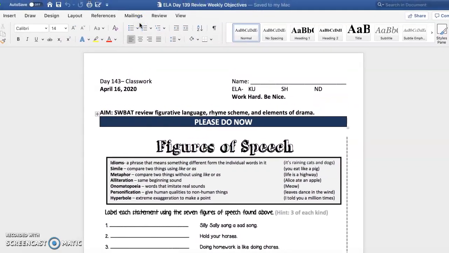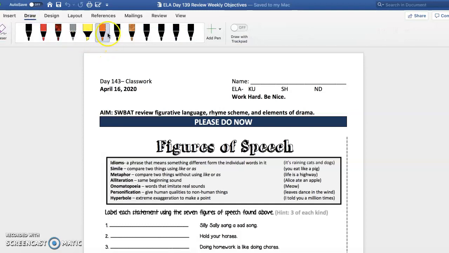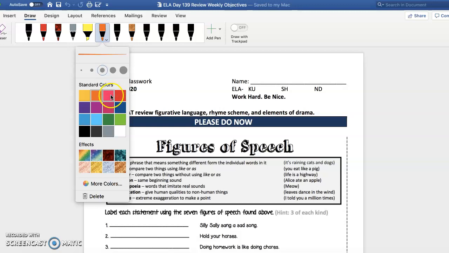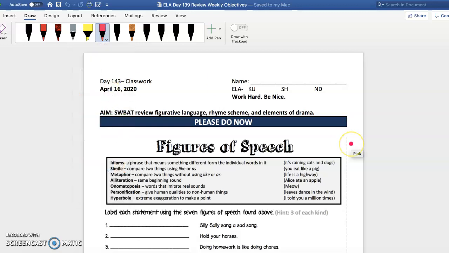Okay, so all week we've been talking about figurative language, rhyme scheme, and even elements of drama. Now we're going to put all of that together and literally just review everything we've been learning throughout the week, okay? This PDN is a review of figurative language, and you will see one thing that we haven't talked about yet, which is idioms, and that's okay.